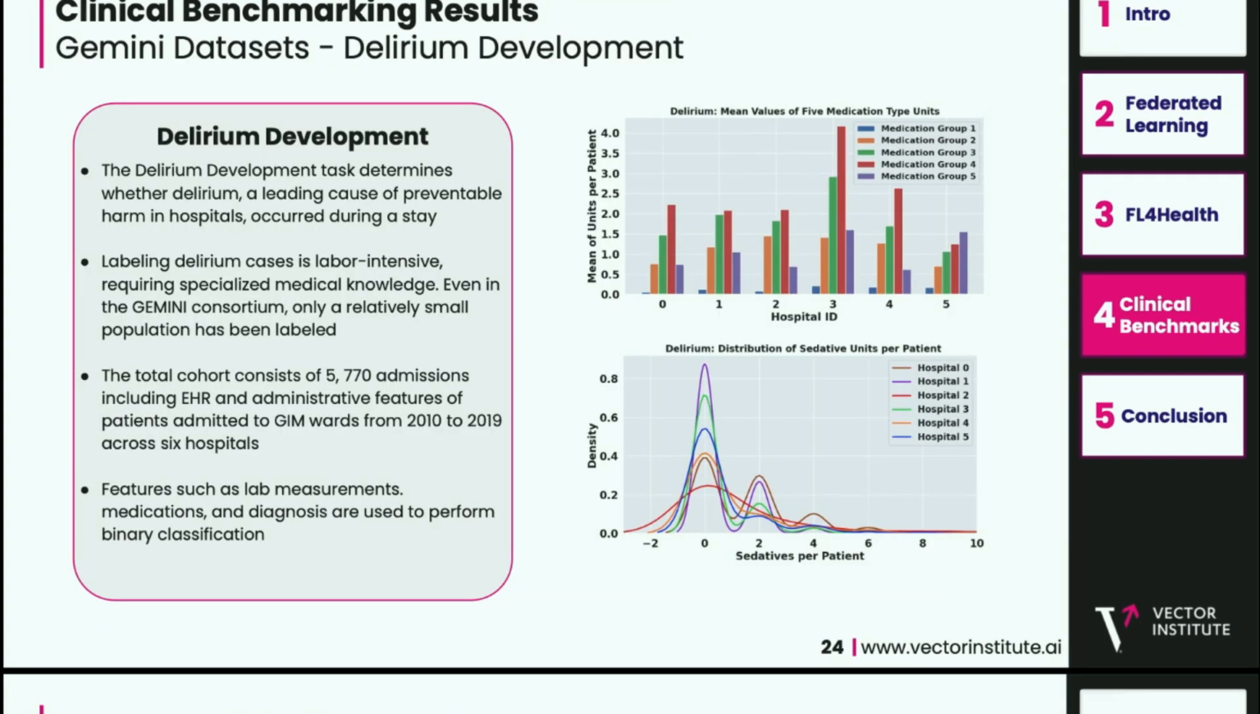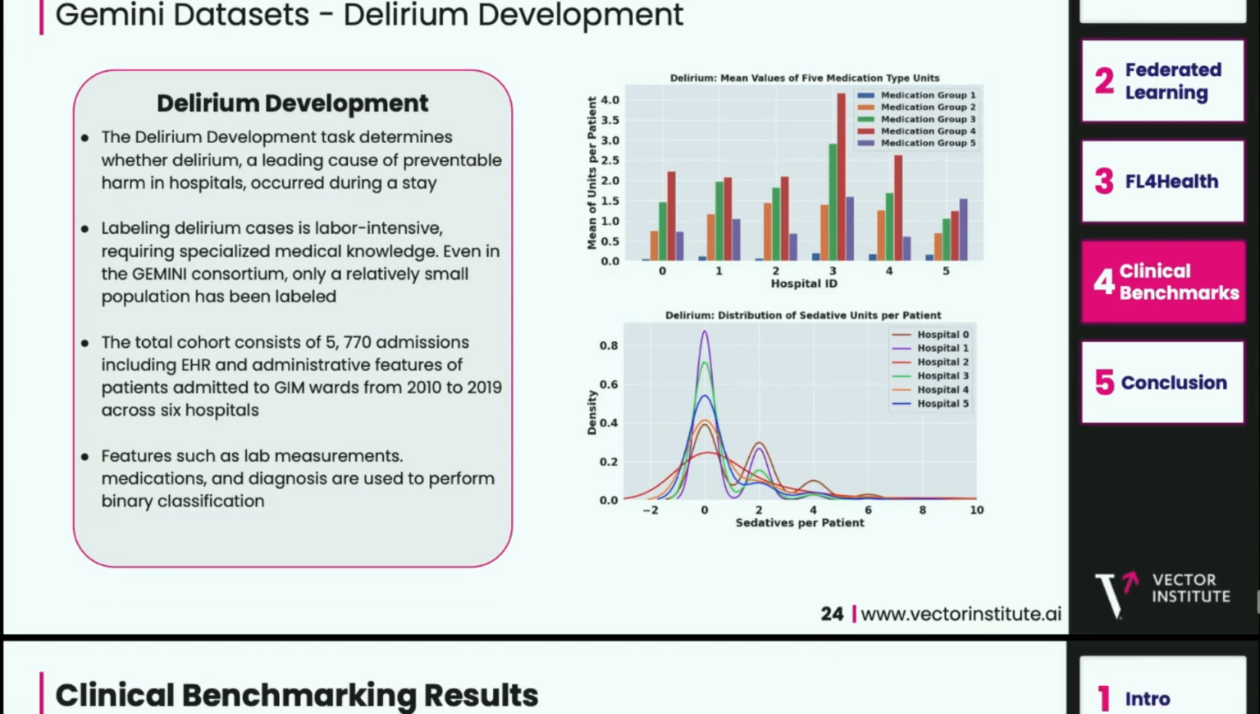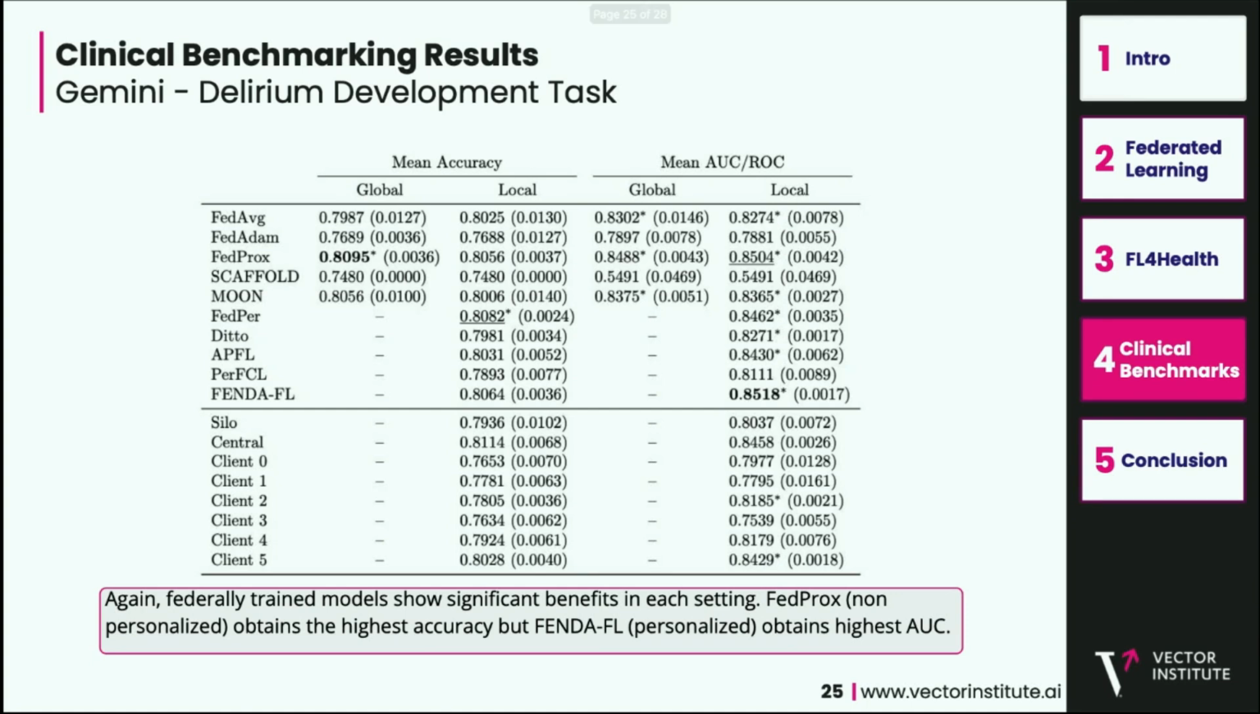And then lastly, I'm going to talk about this delirium development data set, which is also from the Gemini consortium. It's basically a classification task to see if delirium has occurred within a patient's stay. And again, we have lots of distribution shifts as a real-world data set. And going into the results, we can see, again, federated learning methods are performing the best.